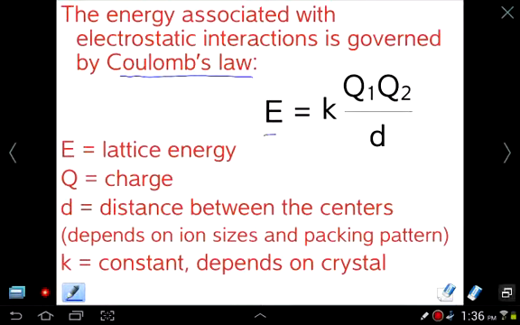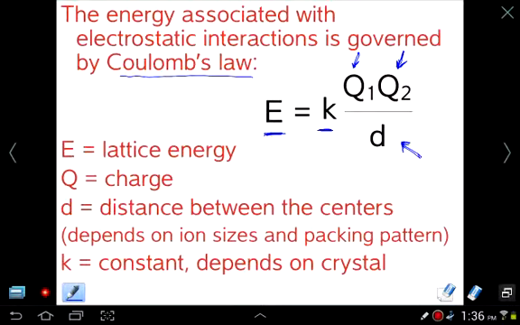So it looks like this. The energy between the ions depends on K, which is a constant, and then Q1, which is the charge of the first ion, say your positive ion, say sodium, Q2, which is the magnitude of the charge of your second ion, say chloride, and then D is the distance between them.